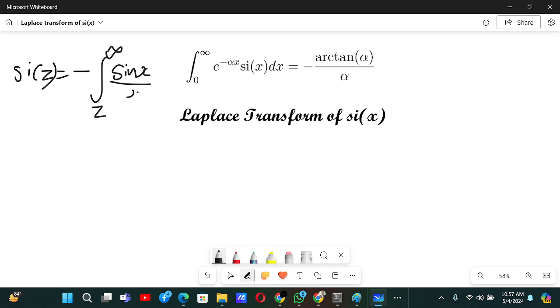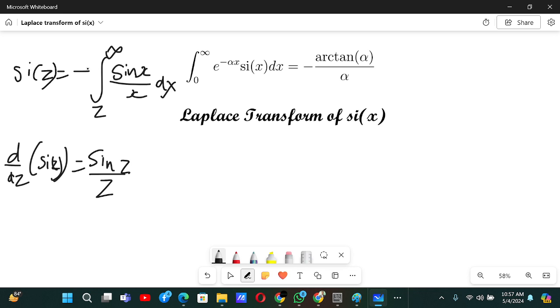The negative sign over here is there so that the derivative of the Si function will just be sine g by g. If the negative sign had not been here, there would have been a negative sign in the derivative, so that's why it is already here, to avoid the ambiguity. Now let's proceed with the solution.